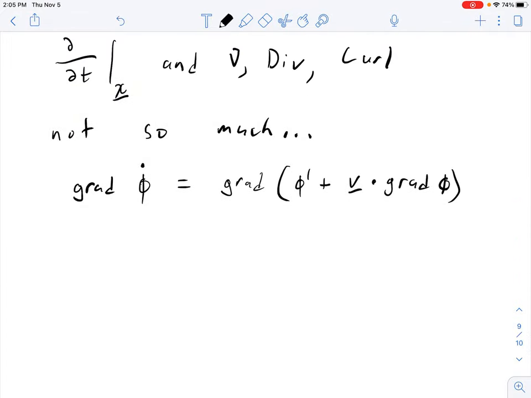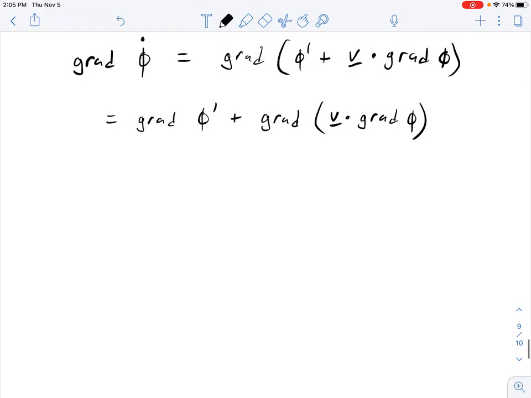All right, well, differentiation is linear, so we can split that up into grad phi prime plus grad v dot grad phi. Let's do that. It is equal to grad phi prime plus grad v dot grad phi. Then we can use that identity that we had for the gradient of an inner product.